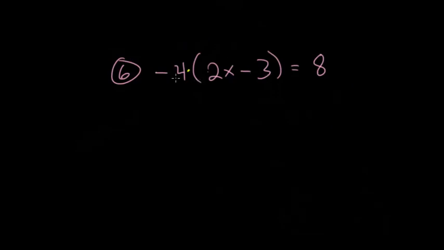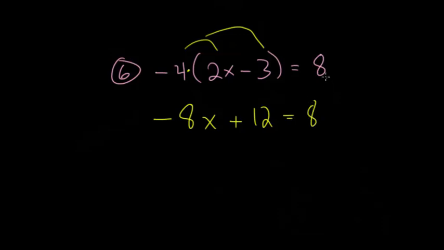However, when I see parentheses and something multiplied by them, I usually will distribute that to both of the terms. So I have minus 4 times 2x, which would be minus 8x. And then I have minus 4 times minus 3, and a negative times a negative is a positive, so we get plus 12 equals 8. And now I want to get this minus 8x by itself. And right now it has this plus 12 attached to it. So to cancel out addition, I will subtract. Subtracting 12 from each side.